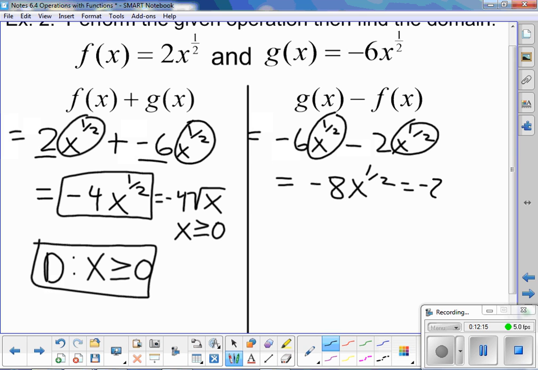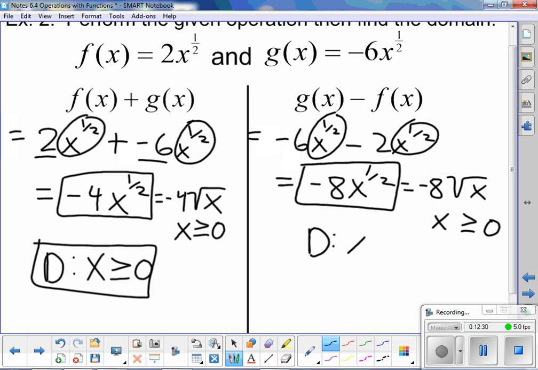And that's the same thing as negative 8 square root of x. Restriction here, x has to be bigger than or equal to 0. So this is my simplified form, and my domain is all my x values that are bigger than or equal to 0.